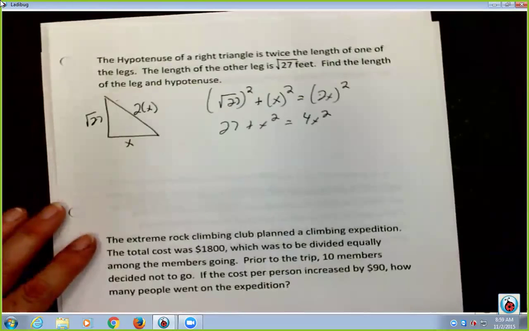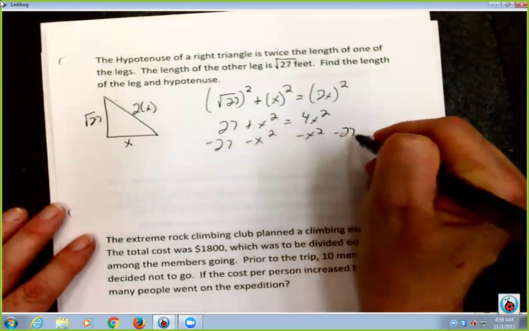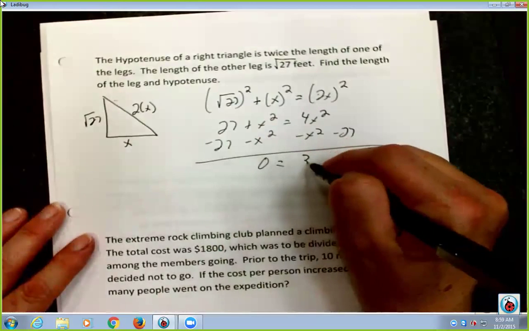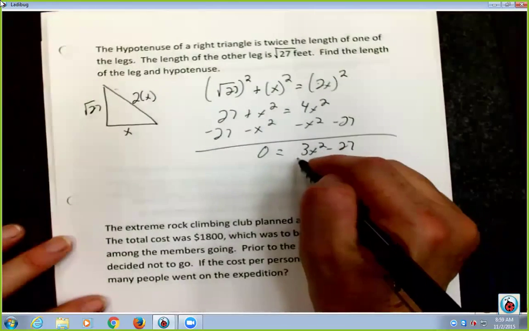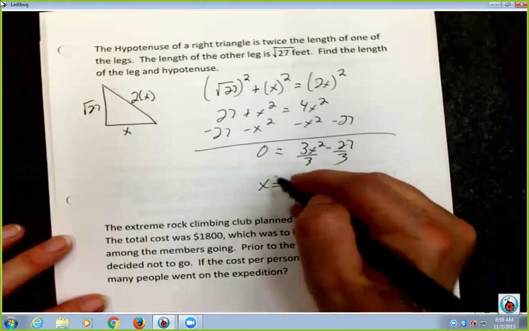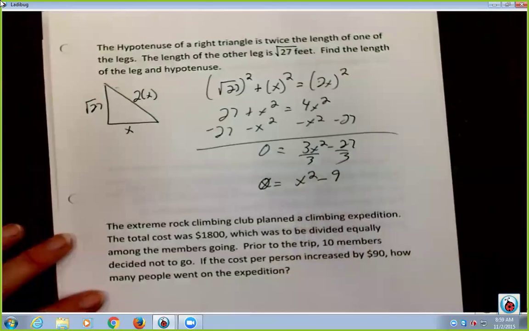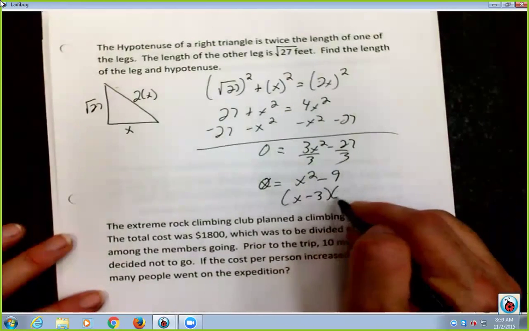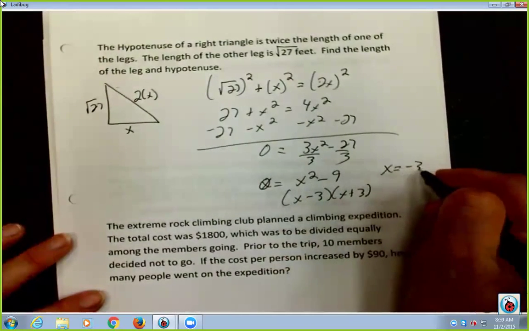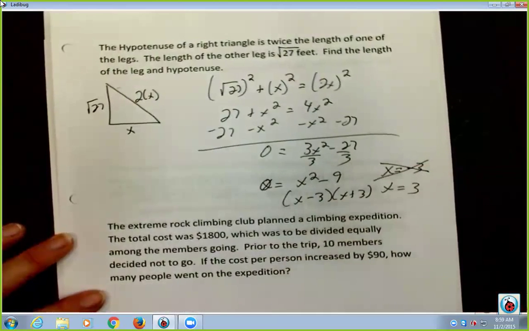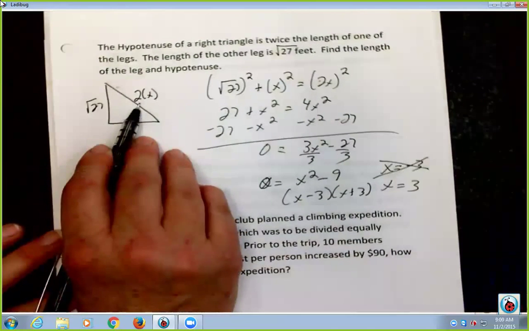Get everybody on one side. So I'm going to minus 27 and minus an x squared. So I find 0 is equal to 3x squared minus 27. If I divide by 3, I find 0 is equal to x squared minus 9. Perfect squares. So I find x minus 3 and x plus 3 is what that would equal. So x could equal a negative 3 or x could equal 3. Can't use the negative. So the length of the leg is 3, hypotenuse is 6.